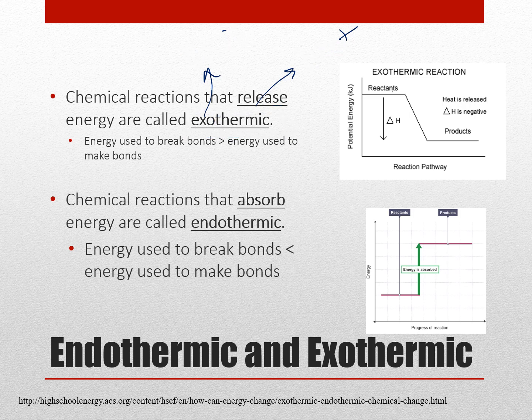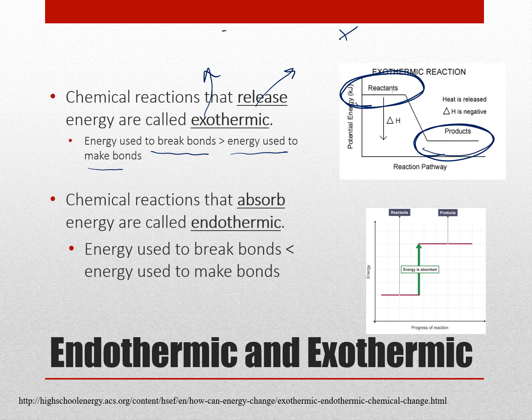If I look at my graph, I look at my reactants and how much energy they had initially and how much energy they had in the end. I went down in energy, which means my energy was released. So this would be an example of an exothermic reaction. Now comparing my bond energies, which I talked about on the previous slide, the energy used to break those bonds was more than the energy required to make the new ones. That's why it went down in your graph.